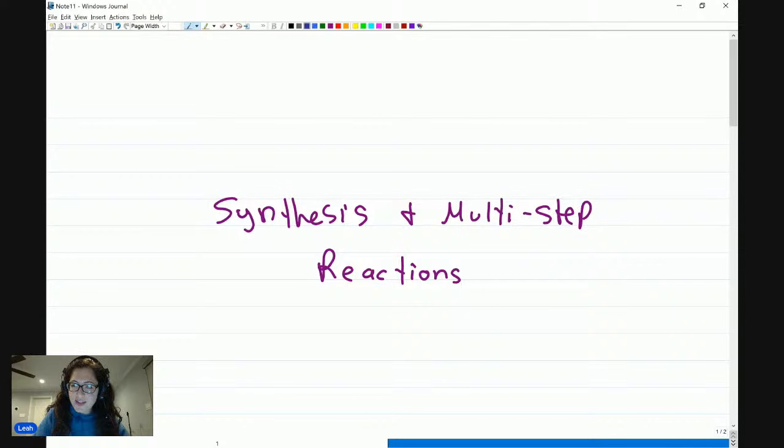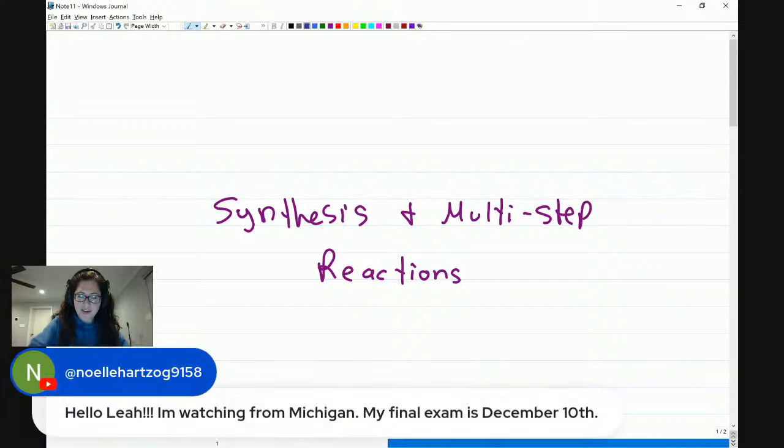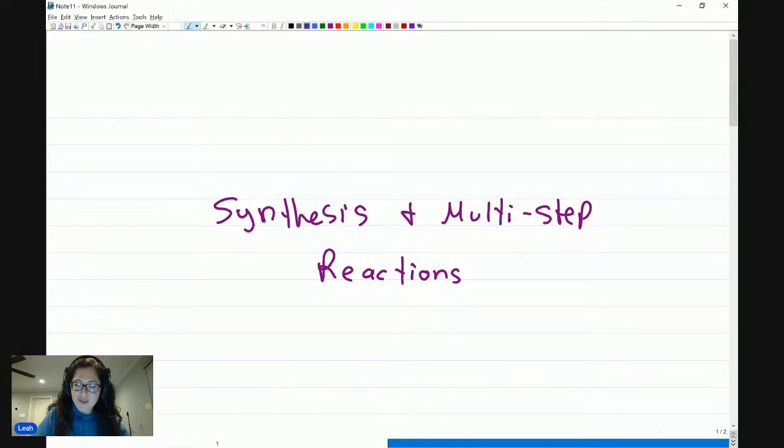And let's see, Noelle, it is good to see you. I'm going to miss you after your final, Noelle. Over the course of the semester, I start to recognize more and more names. And so it's nice to see familiar, I was going to say faces. I don't see your faces, but it's nice to see familiar names.